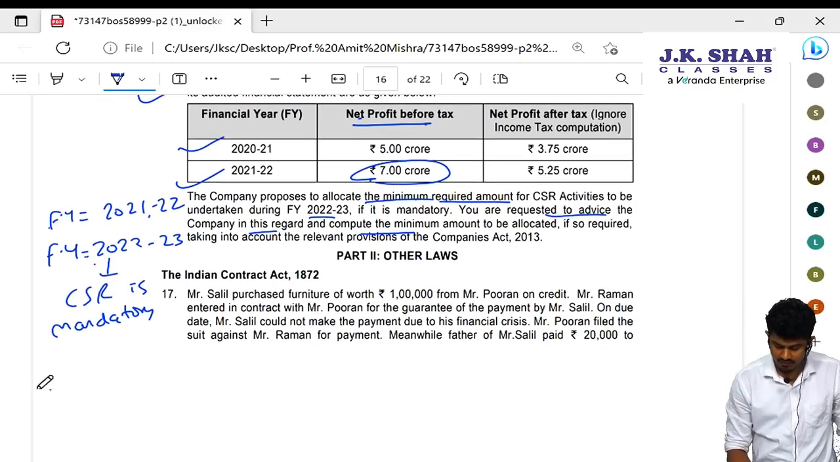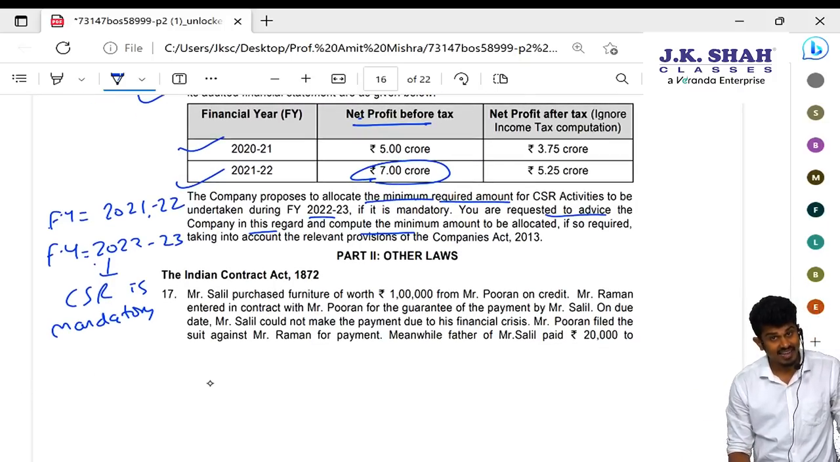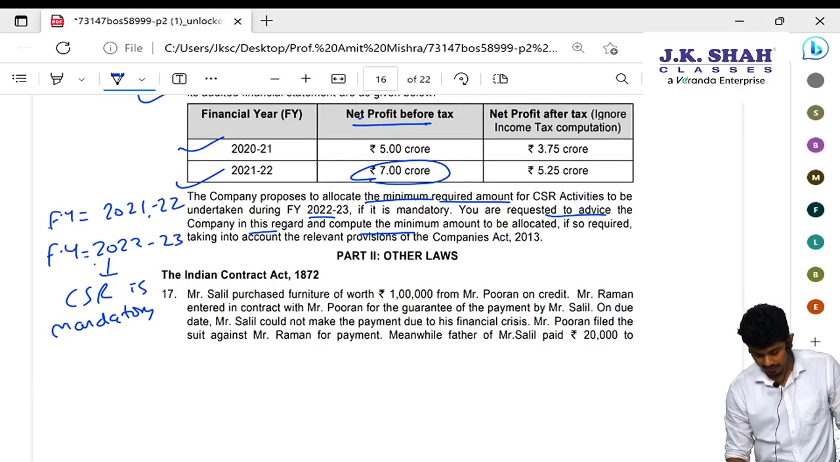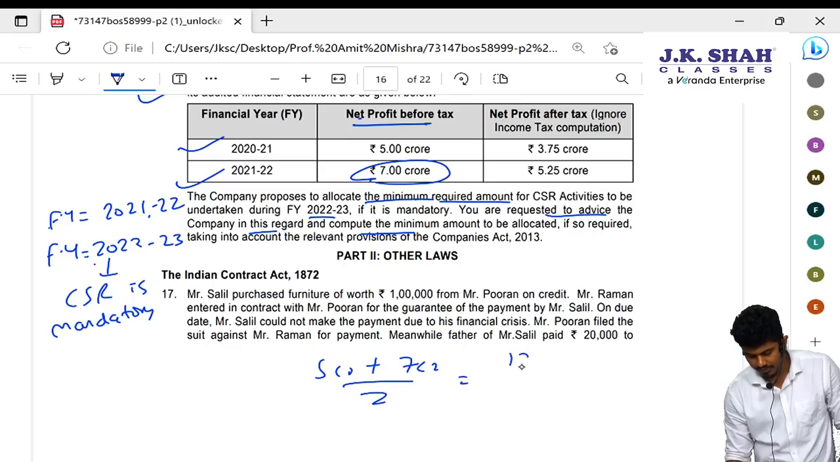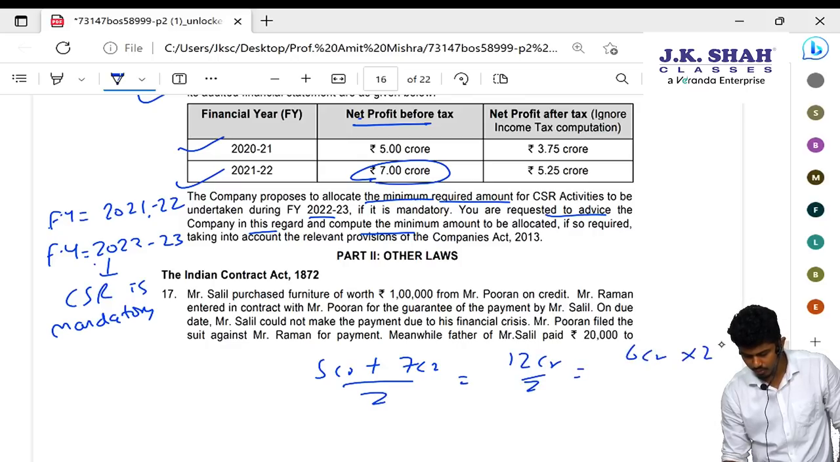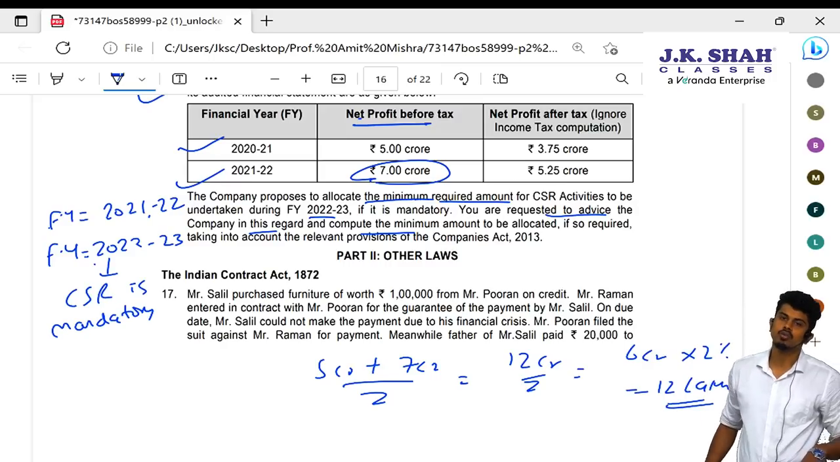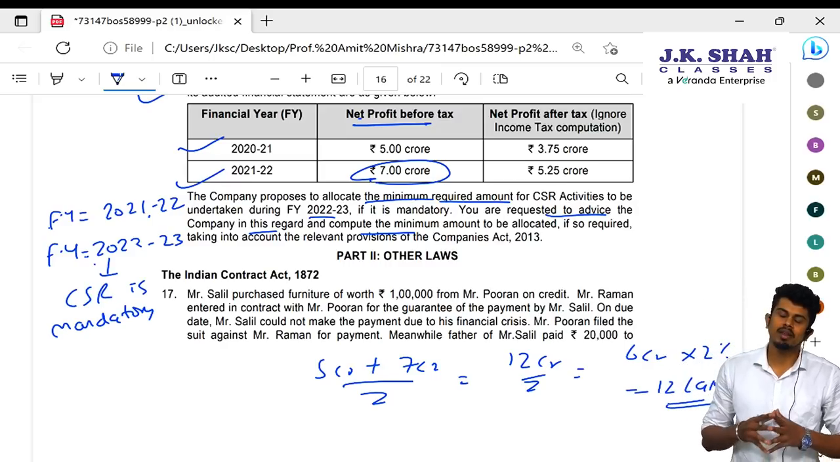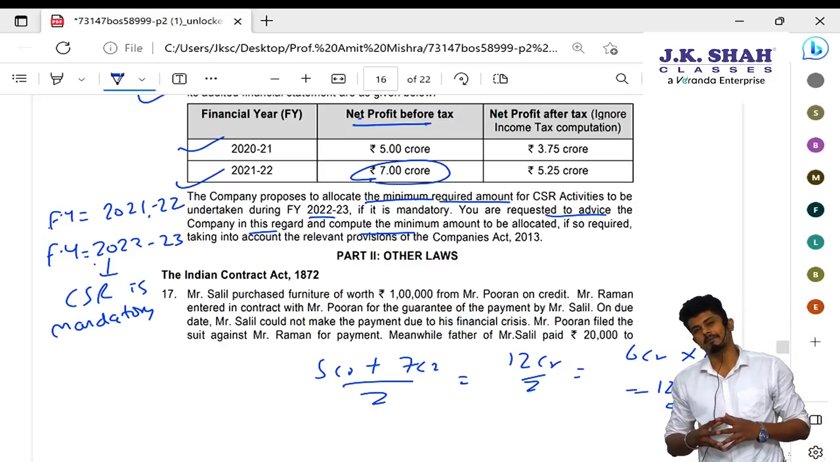So how much amount should be computed or kept aside for CSR? It will be the last 3 years average into 2%. So we are in 2022-23. So last year will be 5 crore plus 7 crore divided by 2. So it will be 12 crore divided by 2. It will be 6 crore into 2%. It will be somewhere around 12 lakhs. So the company is required to allocate minimum 12 lakh rupees for CSR.